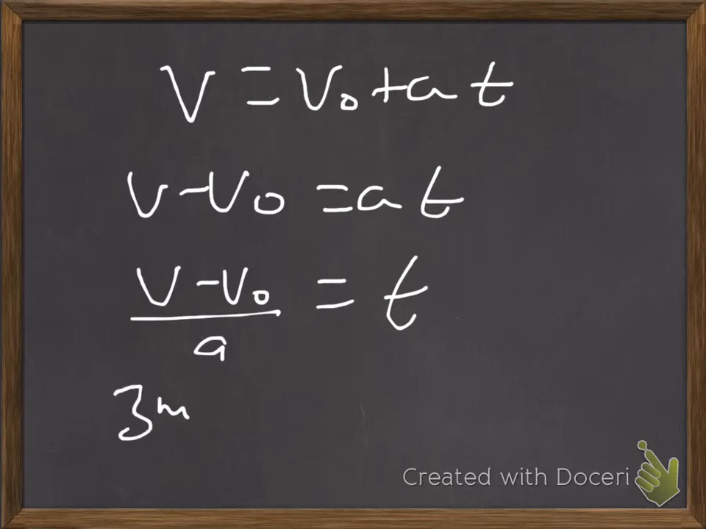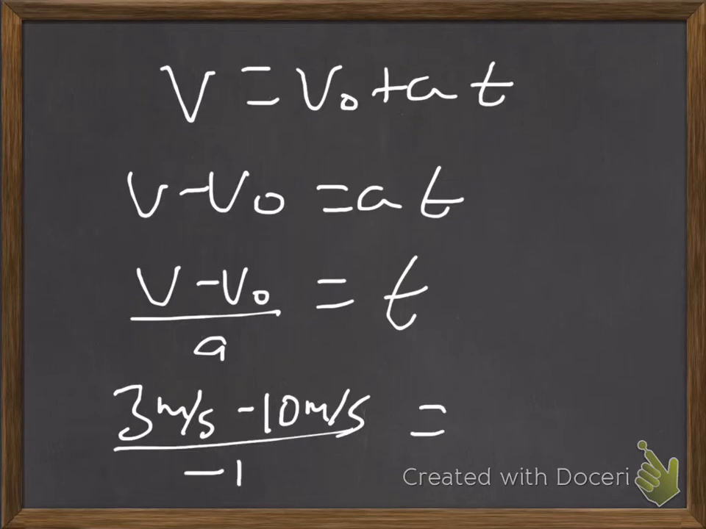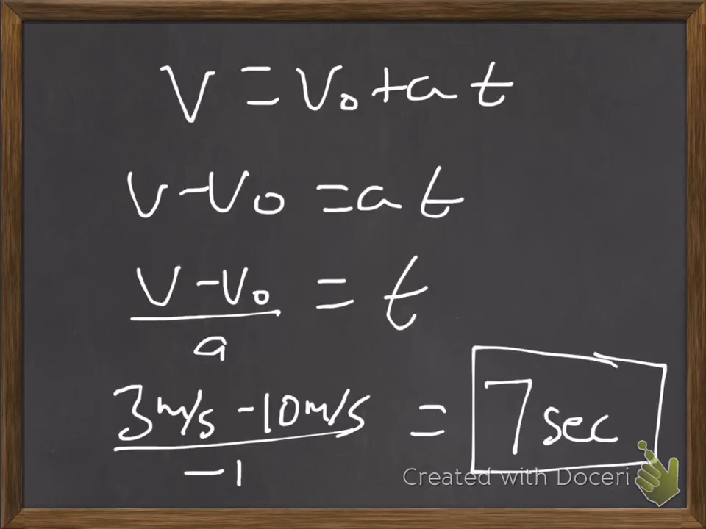So here we go. So 3 meters per second was the final speed, final velocity, minus our initial, which was 10, divided by -1, so that's our acceleration. When you crank all that out on the calculator, you're going to get 7 seconds. So it took 7 seconds to change the speed with that acceleration.